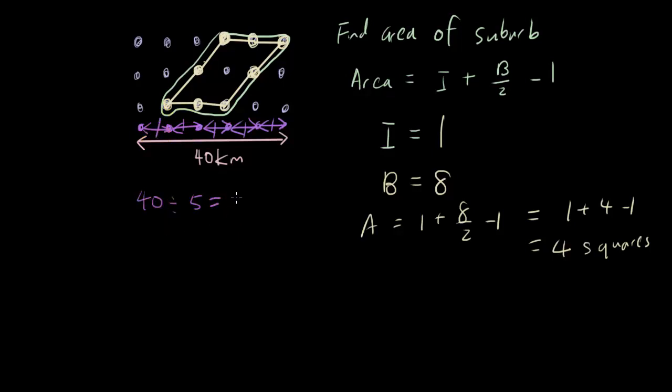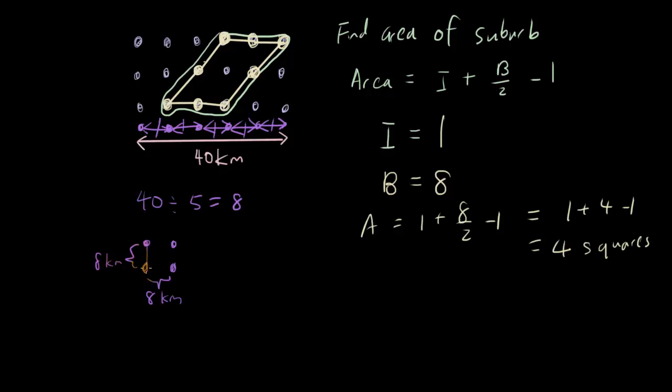40 divided by 5 is 8. So between each dot, the space is 8 kilometers. And it's obviously a square grid because it's Pick's formula. Somewhere in the problem, it'll have to tell you the dots are made up of a square grid. So it's 8 by 8.